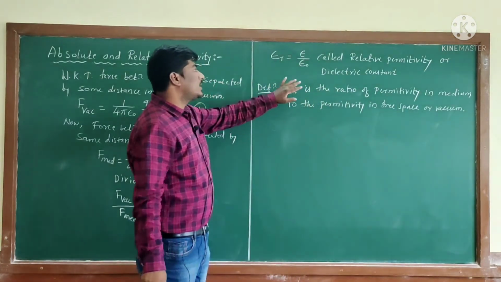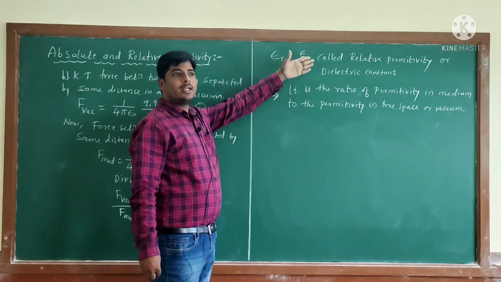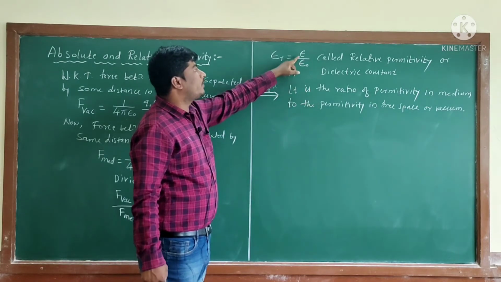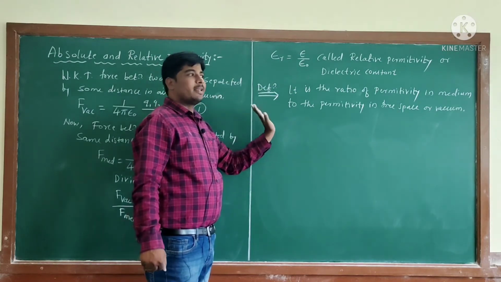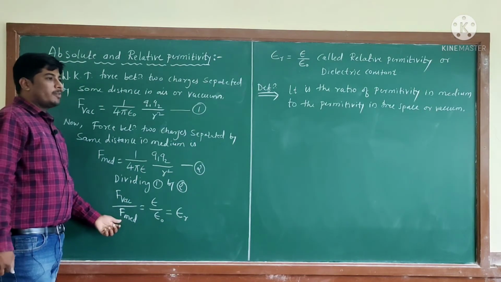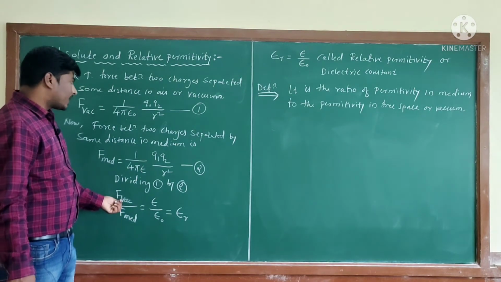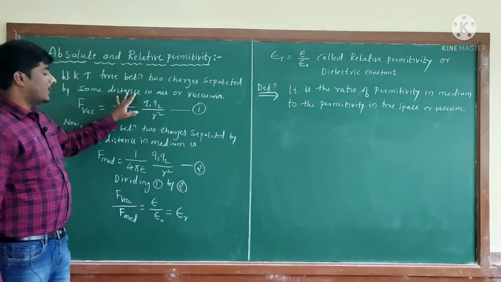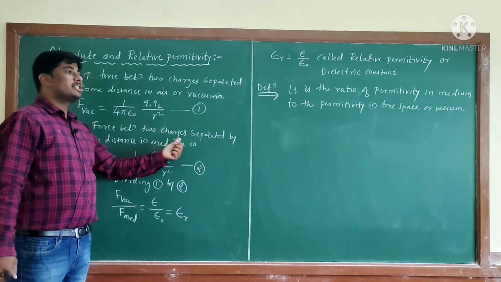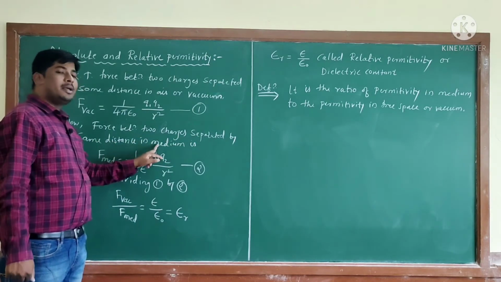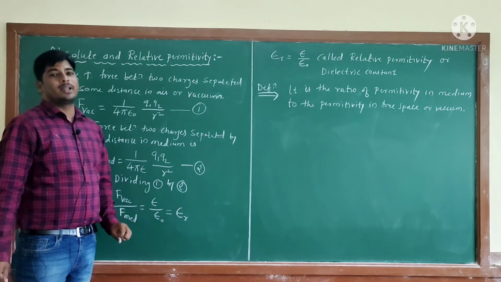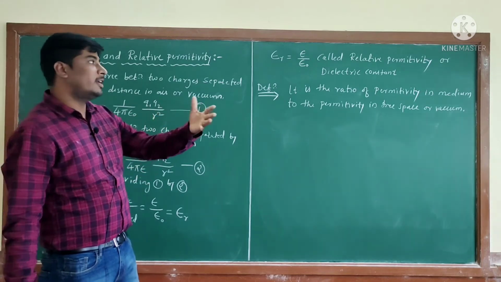Right? This is the definition for the dielectric constant or relative permittivity. It is the ratio of permittivity in the medium to the permittivity in the free space or vacuum. Or in terms of force also we can define, that is F vacuum divided by F medium. It is the ratio of force between the two charges separated by some distance in air or vacuum to the force between the two charges separated by the same distance in the medium. That is the dielectric constant or relative permittivity, and it is different for a different material.